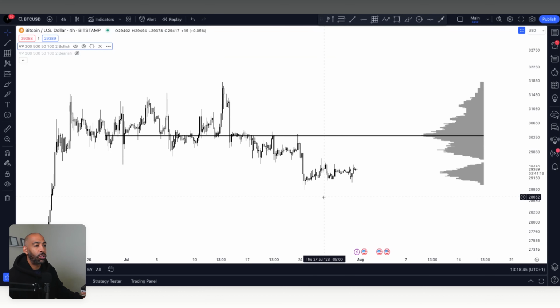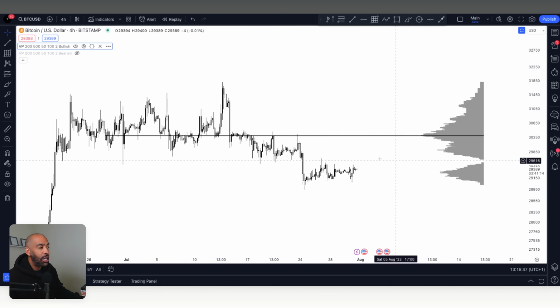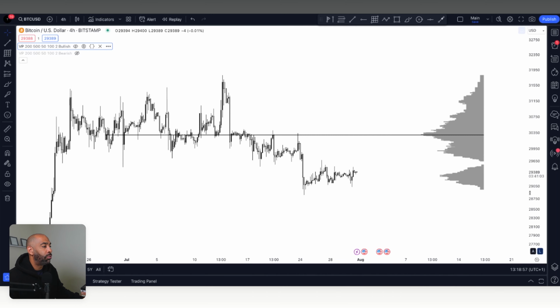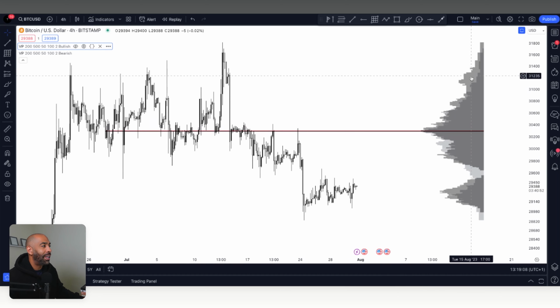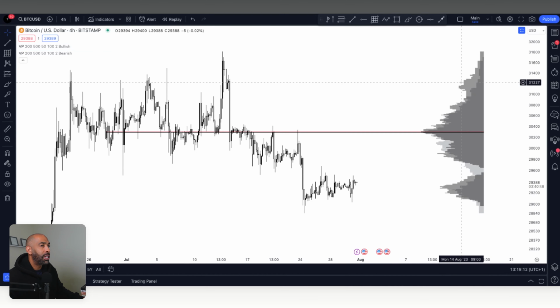And then what you will have on your screen, it will be moved to the side, so it's out of your way. You'll have your point of control, which again is where most of the price action has traded hands within this 4-hour range. And then you can see where the volume is. What I'm also going to do is click on my next one. As you can see now, I've got another one, which is a lighter gray just underneath, and the red line. And that's going to be exactly the same.